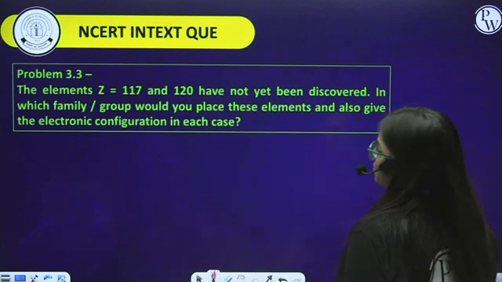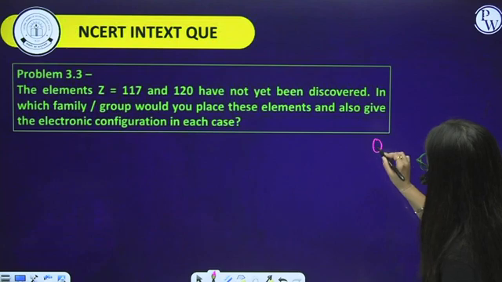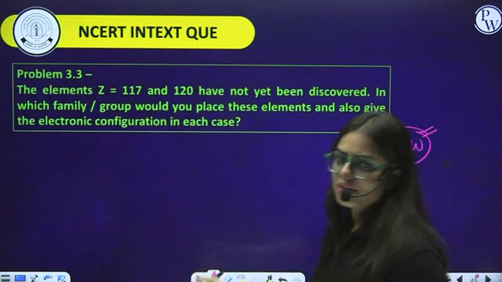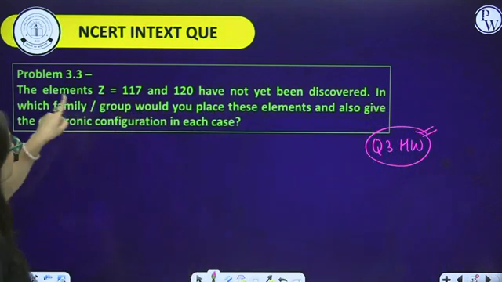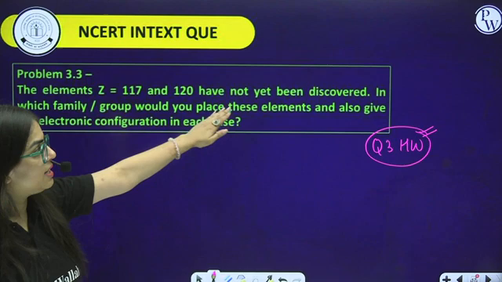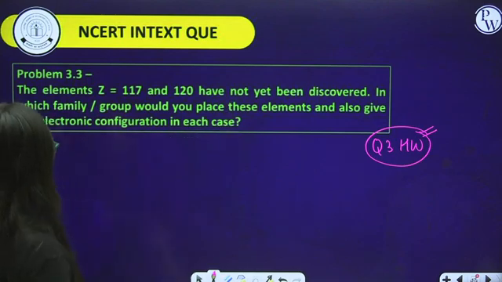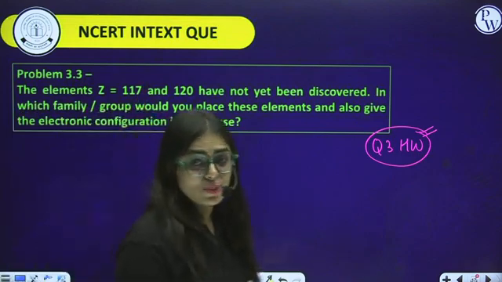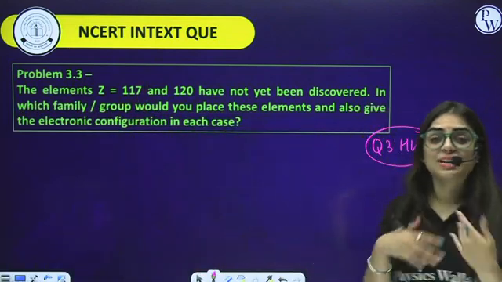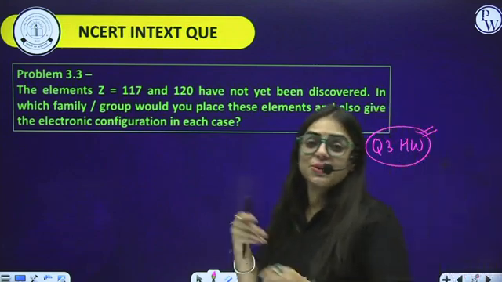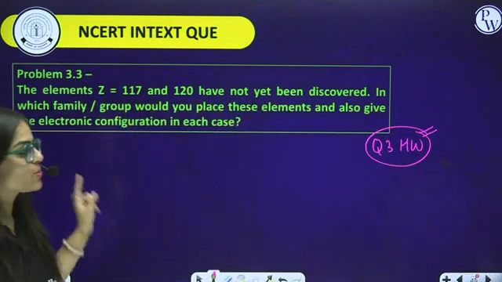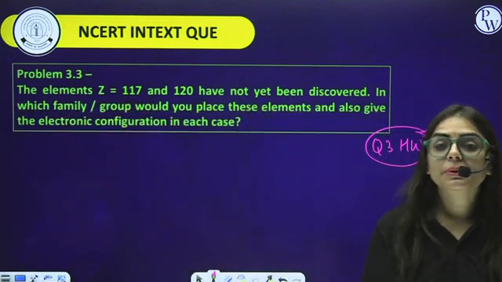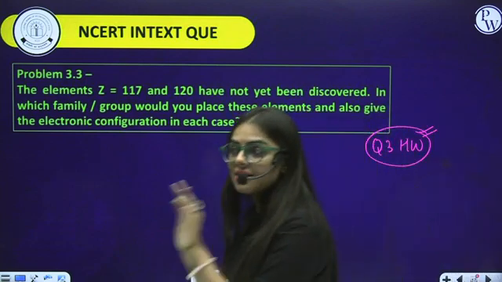Now students, one homework question. This is the third question as your homework. 2 questions I have already given you. See, one nomenclature question of NCERT in-text we have done. Now next is for you. The elements with atomic number 117 and 120 have not yet been discovered. In which family group would you place these elements, and also give the electronic configuration in each case? Very interesting question. The prediction question, the electronic configuration question, the nomenclature question, all in a single question. So this is question number 3 as a homework. You have to write the answer in the comment section. No need to worry. We will be discussing each and every homework question in the last lecture of the chapter.